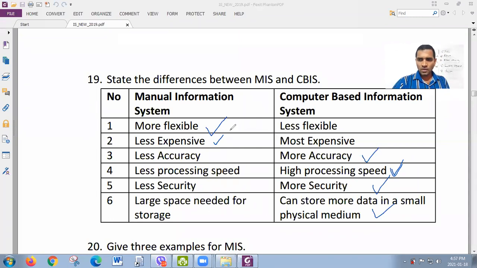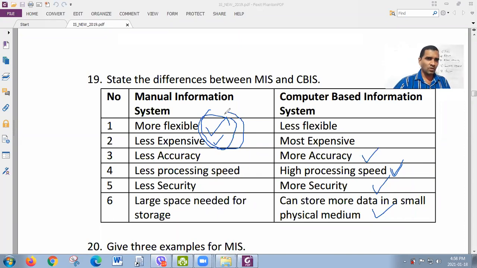So look here, you have 6 points. Out of these 6, only 2 of them are in favor of manual, but the remaining 4 are in favor of CBIS. It clearly indicates that computer-based information system may have some good things. Look at these 2 points. Actually, these 2 points are not vital. Flexibility, you know, sometimes you don't expect flexibility. If you work properly, according to the procedures, you don't expect flexibility.